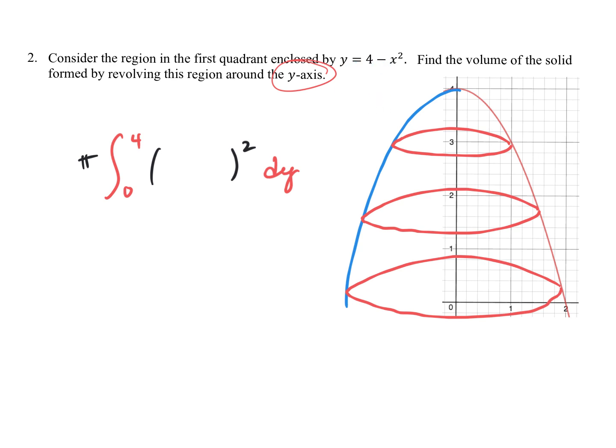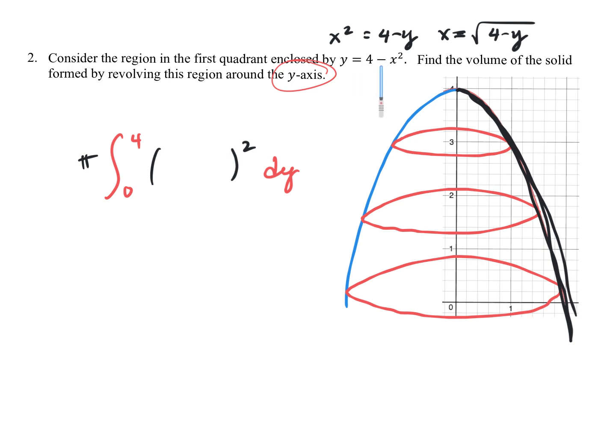Square root of 4 minus y. So I'm going to say positive x squared equals 4 minus y, and x equals the square root of 4 minus y. So this function is not only 4 minus x squared, it's also 4 minus y rooted.